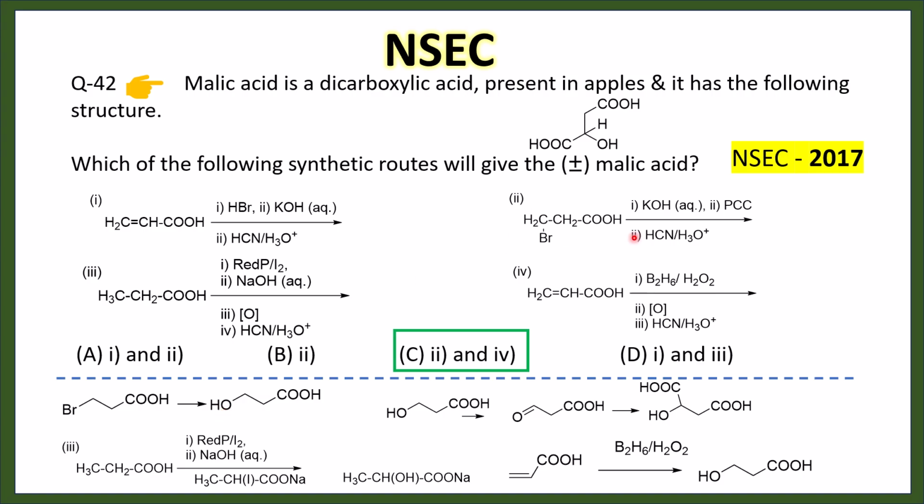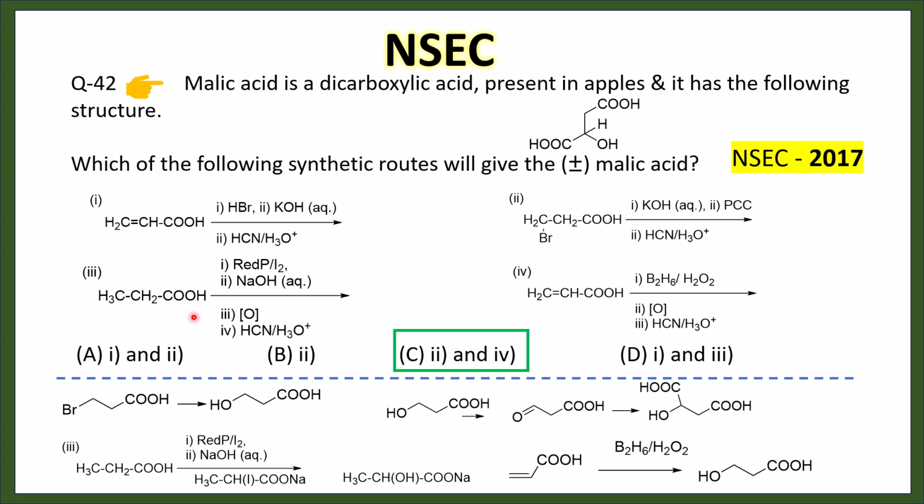In synthetic path 2, substitution of bromide by OH happens, gives the alcohol, and PCC oxidation gives this aldehyde. Further, cyanide nucleophile attacks this aldehyde, gives this cyanohydrin. Here this CN again undergoes acidification, meaning hydrolysis, gives this acid. So in that case we can generate malic acid from synthetic pathway 2.